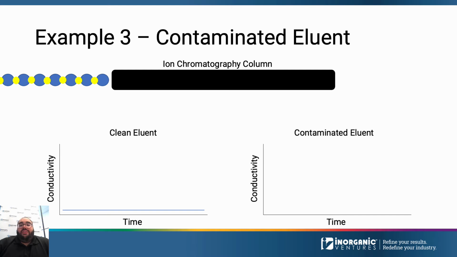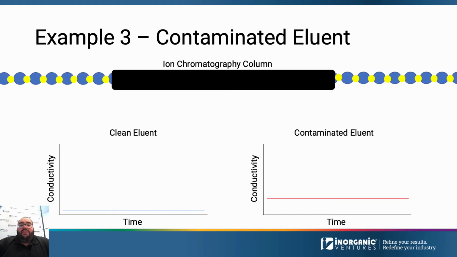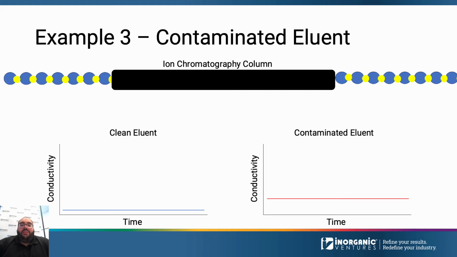Now that you've seen how a clean system will operate, let's take a look at a system running with contaminated eluent. The nitrate contamination is illustrated by the yellow circles mixed in with the blue circles that represented our normal eluent. You should see the same flat line as a system running clean eluent, but the background conductivity will be higher as you see in the red graph compared to the blue graph.